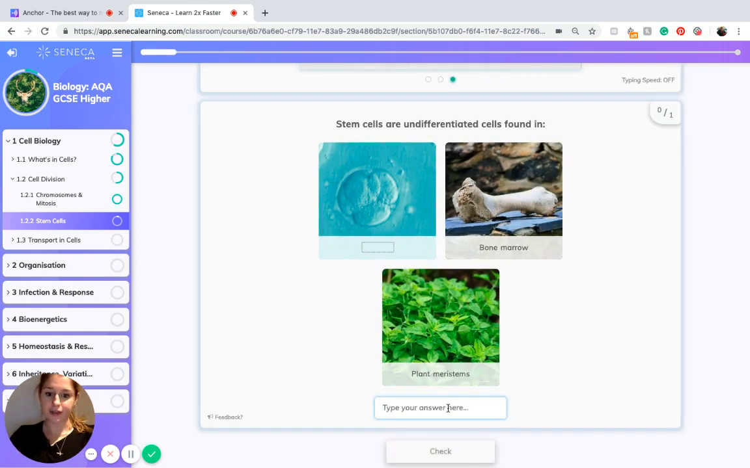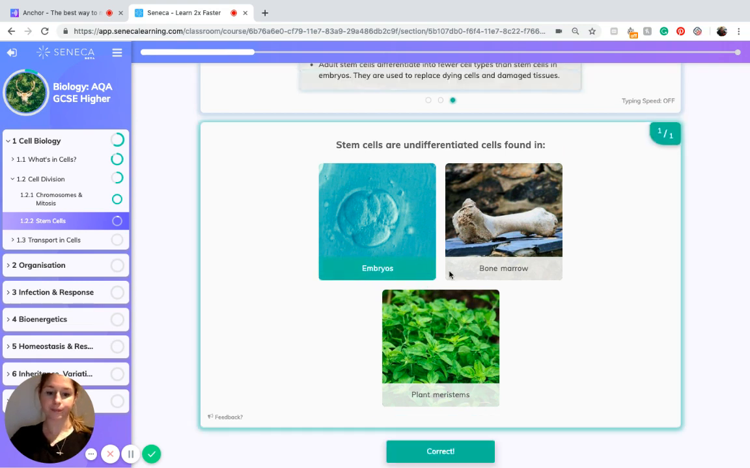So, let's just think again about what we've just learned. We know that stem cells are undifferentiated cells, and they can be found in plant meristems, bone marrow, and embryos.